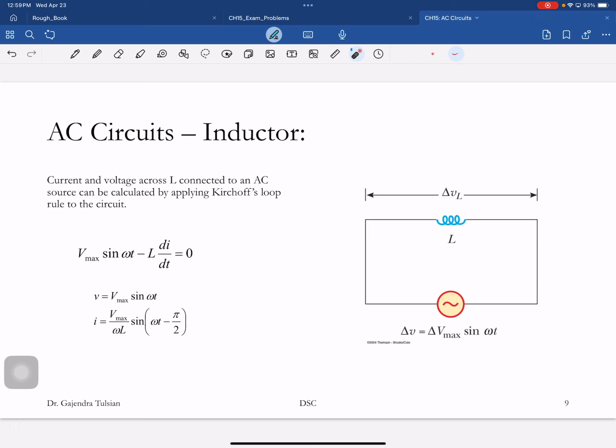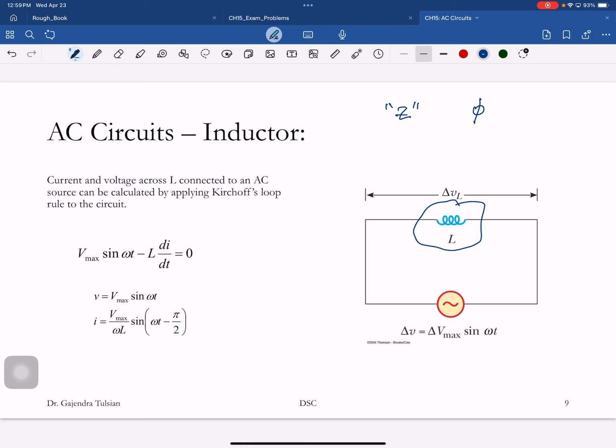All right, so what is it that we are looking for? We're looking for Z and phi of a circuit. Okay, and we're doing simple circuits. We just got done with attaching a resistor to an AC source. Now we're going to attach an inductor to an AC source.